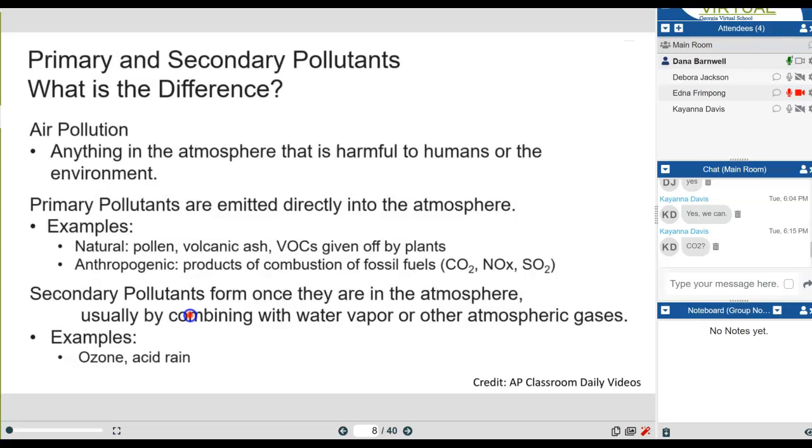Your secondary pollutants then are going to form once they are in the atmosphere. Once the primary pollutants go into the atmosphere, then a secondary pollutant is going to be created from that primary pollutant. Okay, so it's going to be a primary pollutant that is maybe reacting in combination with water vapor in the atmosphere or with some other type of atmospheric gas. And these are going to be examples of your ozone or your acid rain.